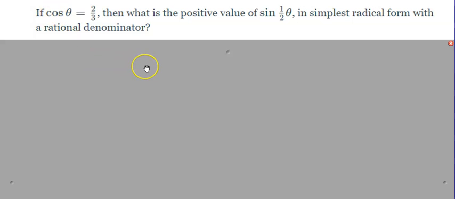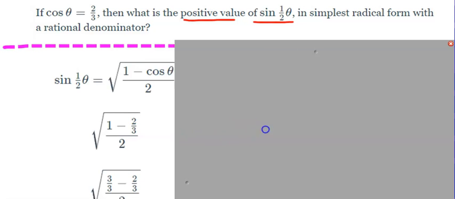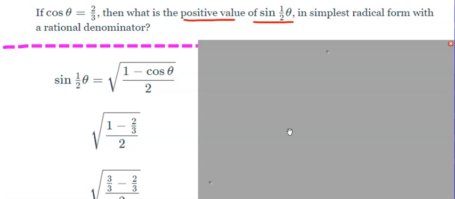So here we have given to us that cosine theta is equal to 2/3. We are asked to find the positive value of sine half theta. So, first step is to identify the formula we need for this problem. Therefore, we are going to use sine half theta equals positive, so plus, which you don't need to put, square root of 1 minus cosine theta over 2.